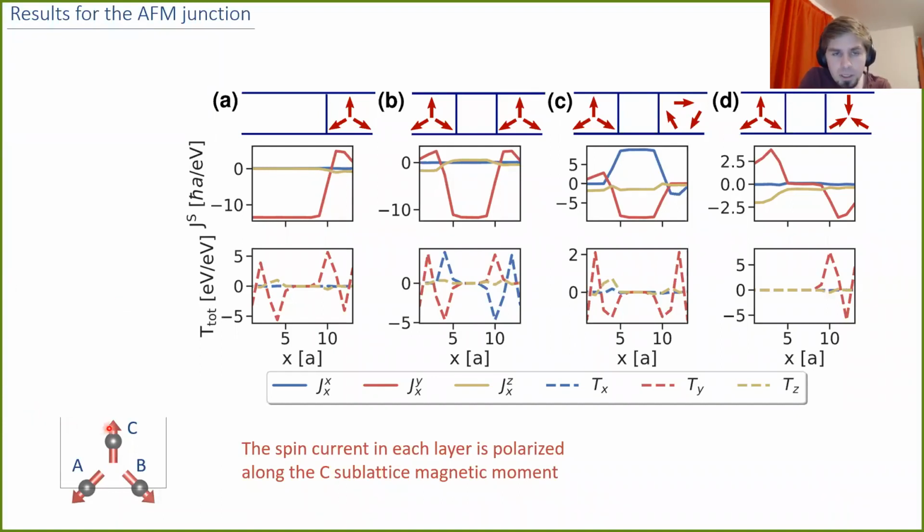Also, what I want to mention here is that for this configuration, the spin current that flows here is always polarized along the C sublattice, which is not because the sublattice would be somehow special, but because by symmetry, it has to be polarized for this configuration along the y direction. And then if you rotate the magnetic order, because we don't have spin orbit coupling, the polarization has to rotate the same way. So then it will always be polarized along the C direction.